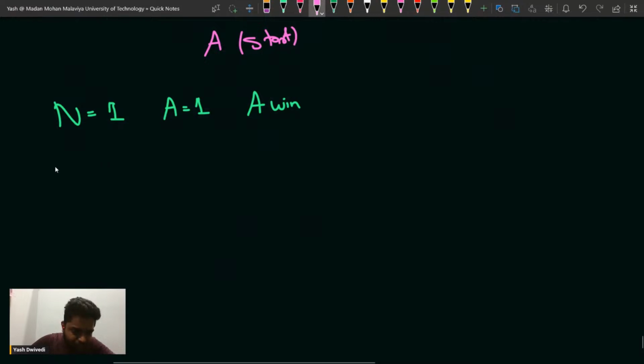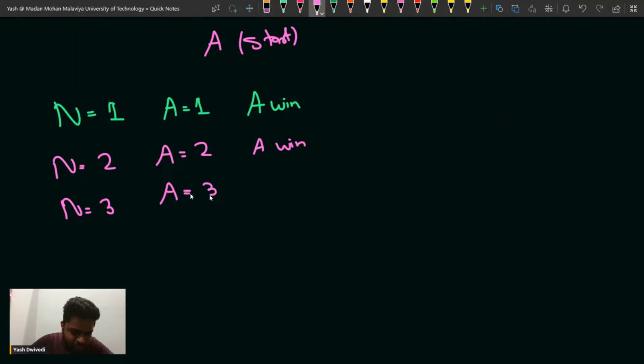Then suppose n is equal to 2. In that case A can take both matchsticks in the starting, and B will not be able to make any move, so A will again win. Suppose the n value is 3, so the total number of matchsticks is 3. Then A can take all 3 matchsticks, because the player can take any matchsticks between 1 to 4. So A will win.